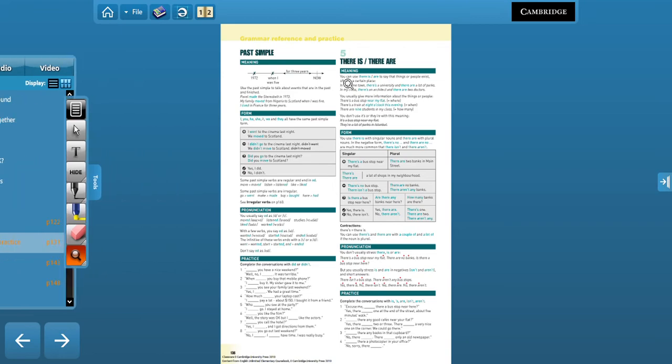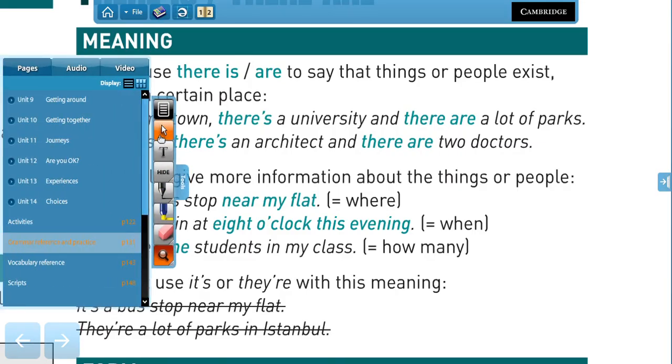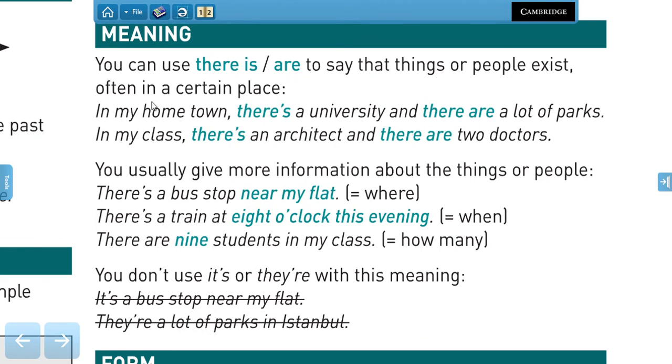Okay, so let's see. Here we have the explanation. You can use there is and there are to say that things or people exist often in a certain place. We can also use it for towns. So in my hometown, there's a university and there are a lot of parks. In my class, there's an architect and there are 2 doctors.